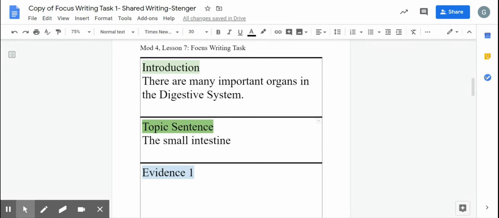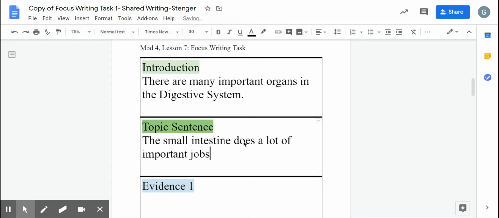Now, we're going to talk about the important job that the small intestine does. There's lots of important jobs that the small intestine does, so let's make sure we share that with our reader also. The small intestine does a lot of important jobs. Okay, I'm going to reread my sentences to make sure there isn't any word that I can change. Maybe see if there's an adjective or adverb I can add.